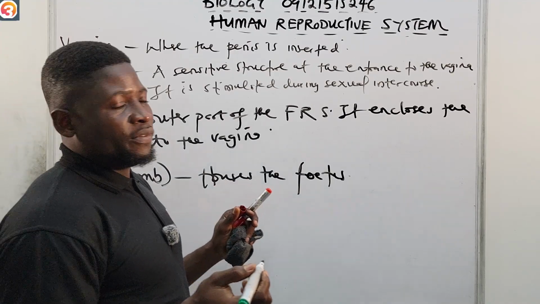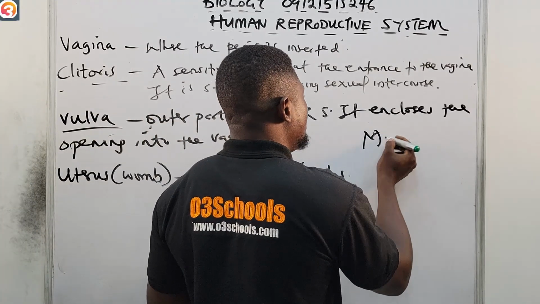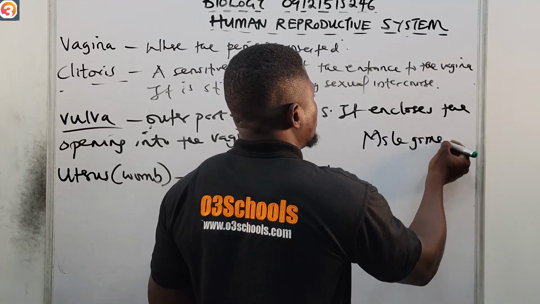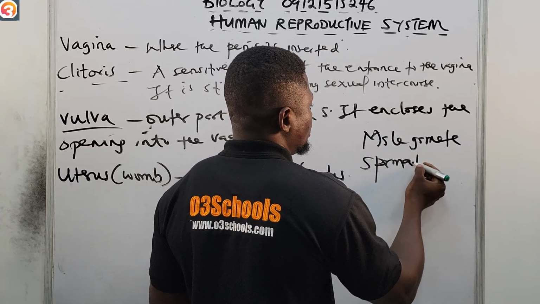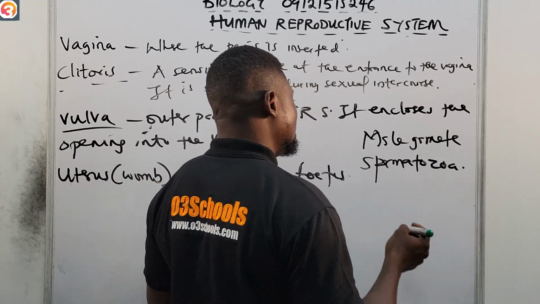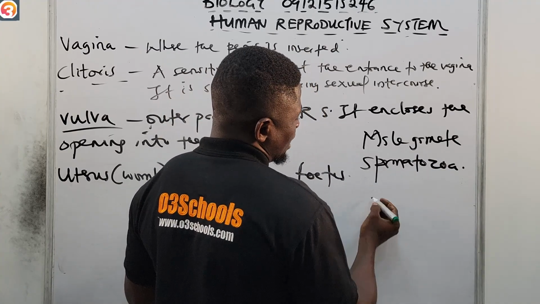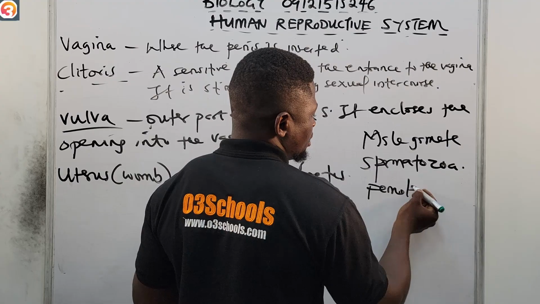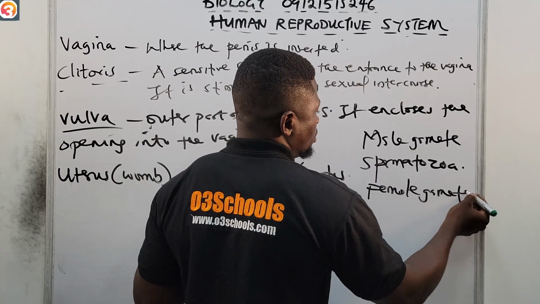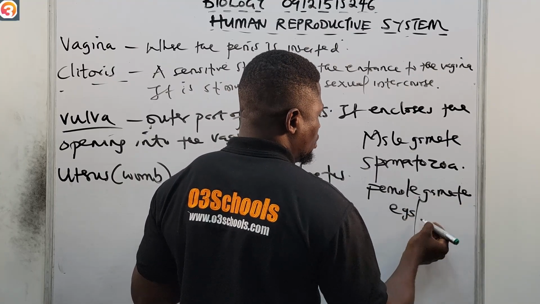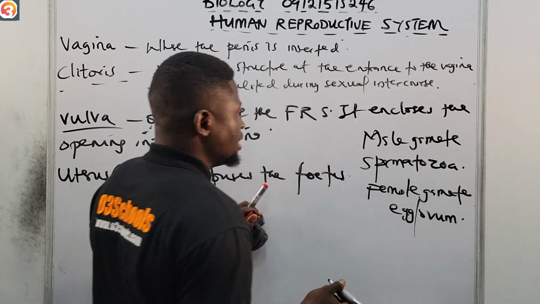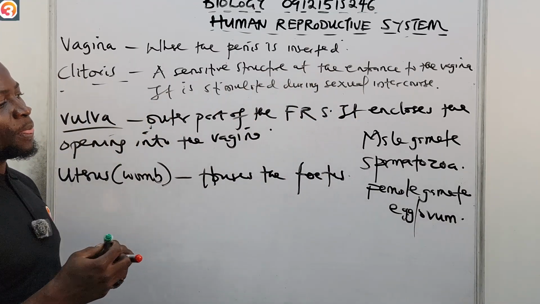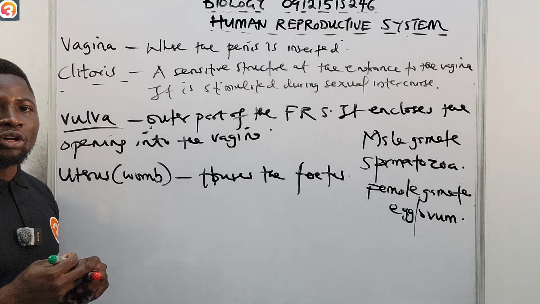So we have established so far that the male gamete is the sperm, which we can also call spermatozoa. Then we have the female gamete, which is the egg, or ovum. So that is the male gamete, spermatozoa, while the female gamete is the egg or the ovum.